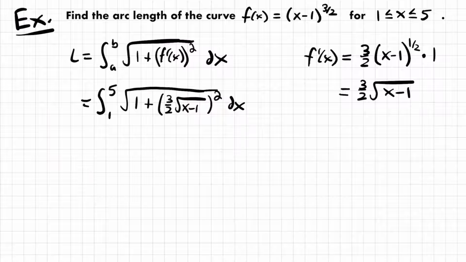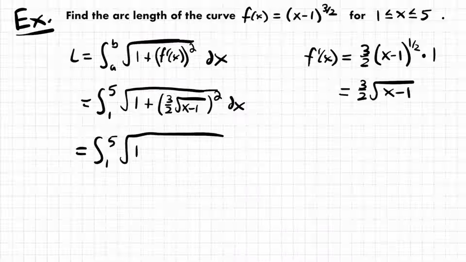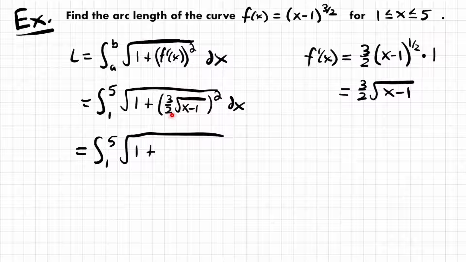And so this will be equal to the integral from 1 to 5 of the square root of 1 plus (3/2 times the square root of x minus 1) squared. Now we can square each of these factors, so 3/2 squared will be 3 squared divided by 2 squared, and so that will be 9/4. And then if we square the square root of x minus 1, the square and the square root cancel out, and so we'll just be left with what is inside the square root function. And so we'll just be multiplying 9/4 by x minus 1, and then we still have dx.